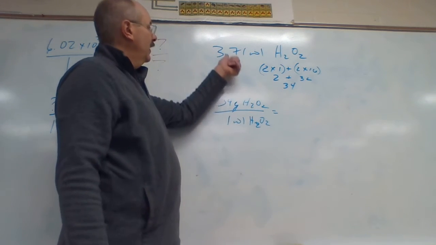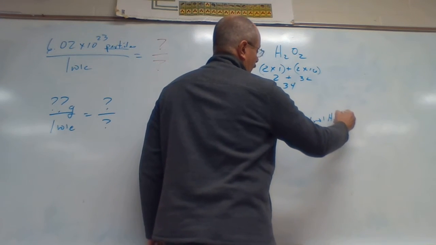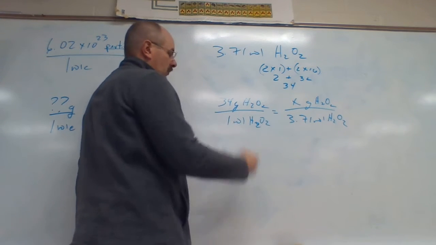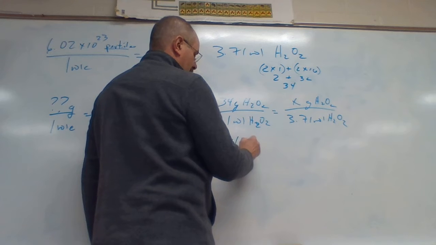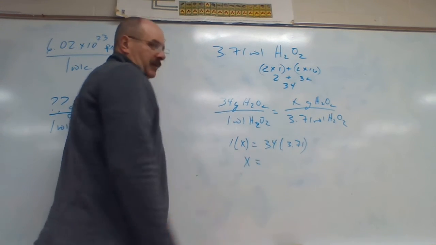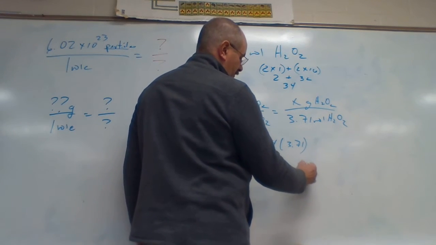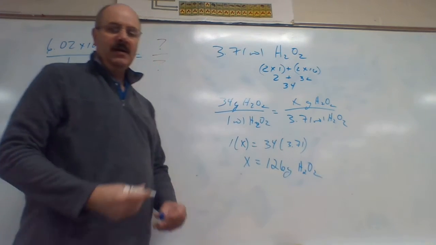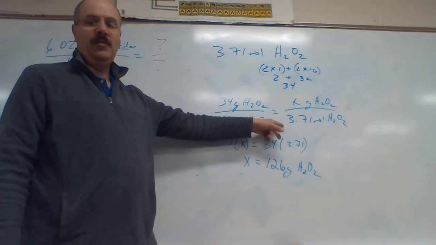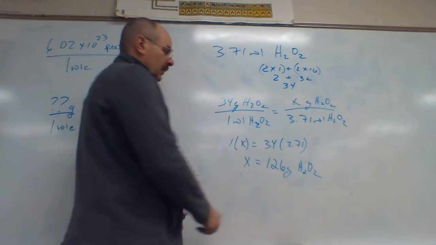But I don't have 1 mole, I've got 3.71 moles. So that's on the bottom over here of H2O2, and X grams of H2O2 on top. So cross multiply: 1 times X equals 34 times 3.71. If you multiply that out, you're going to get an answer of 126 grams of H2O2. Again, it's saying that if I only had 1 mole, it would be 34 grams, but I've got 3.71, and that would be 126 grams of it. All right, let's go to letter C.